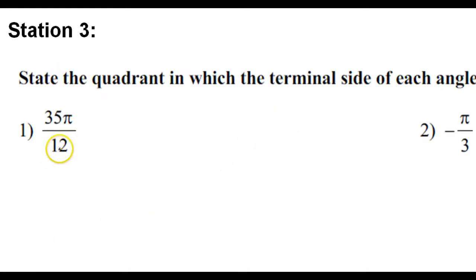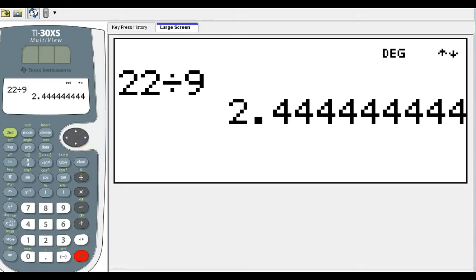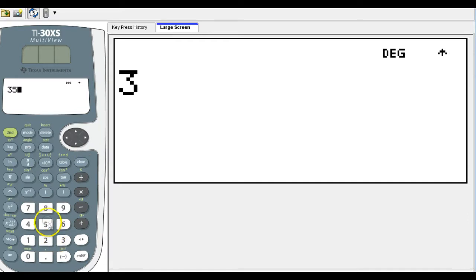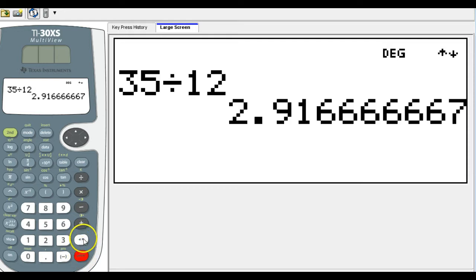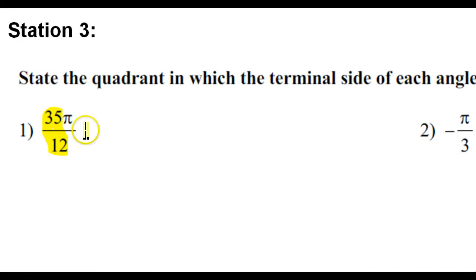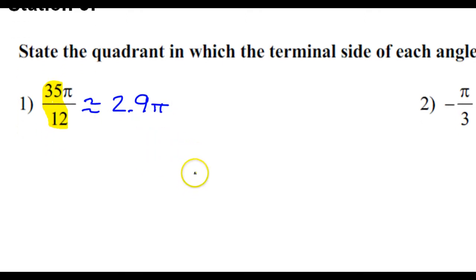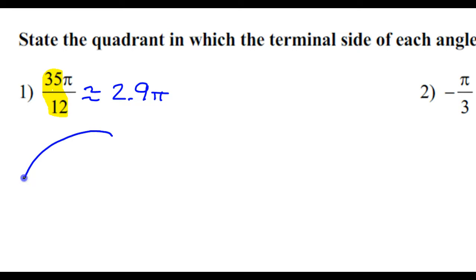Alright, problem number 1 is not a special angle. So I think your best bet when it's not a special angle is to look at the coefficient, 35 over 12, and turn that into a decimal. So 35 divided by 12. Alright, because this is something you can do even on a 4-function calculator. Alright, so that is 2.9 approximately. So that means that this is approximately 2.9 pi.